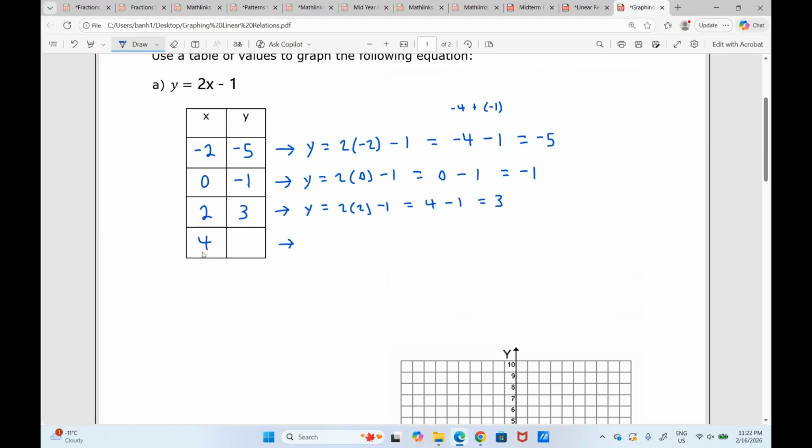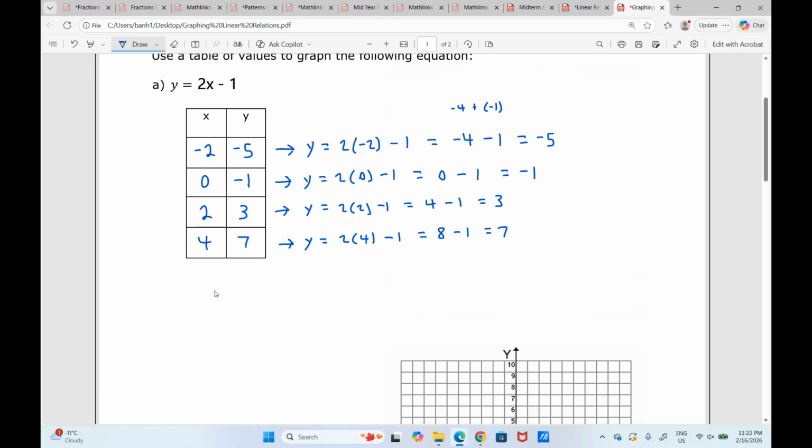For the last one, I let x be equal to 4. So I replace x with 4 here. So now instead of 2x minus 1, it's 2 times 4 minus 1. 2 times 4 is going to be 8. So I have 8 minus 1. And 8 minus 1 is going to be 7. So when x is 4, my y value is 7.